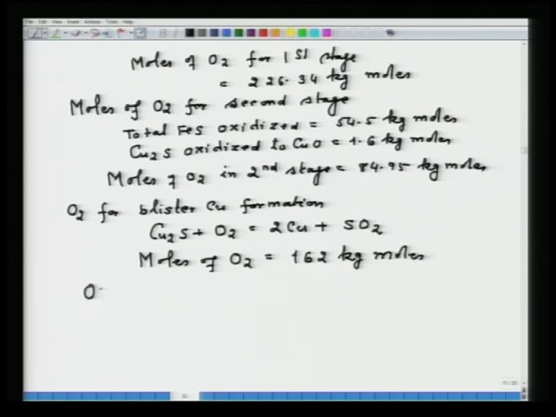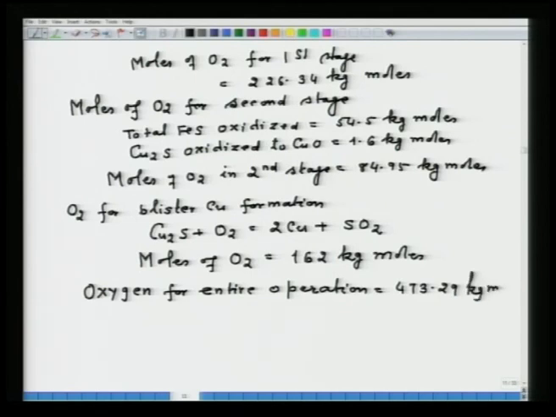Now the oxygen for the entire operation will be the sum total of all the three. Oxygen for the entire operation will be equal to 473.29 kg moles. So of course, air will be 50,484 cubic meters. So that is the answer for part B.